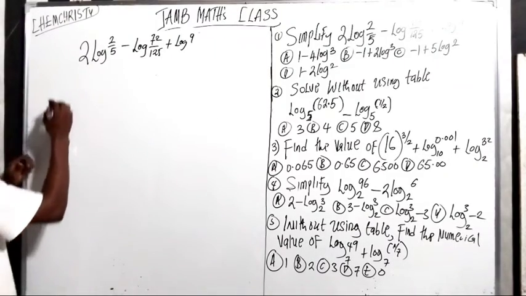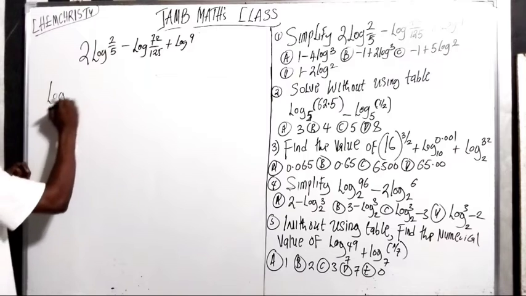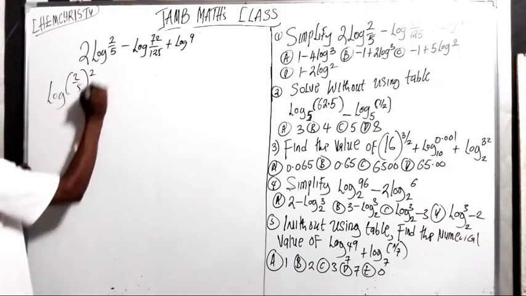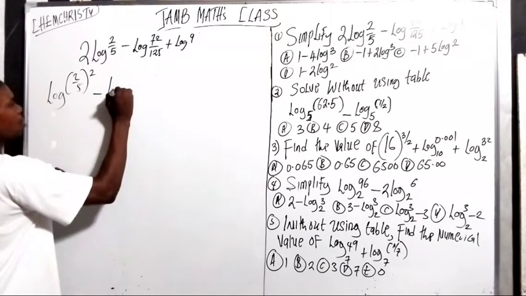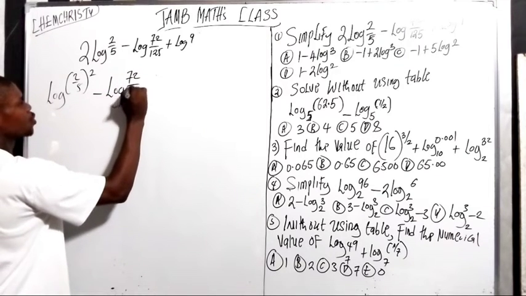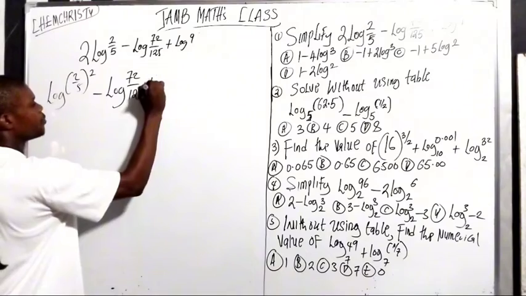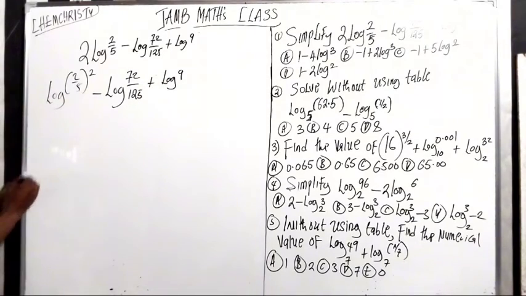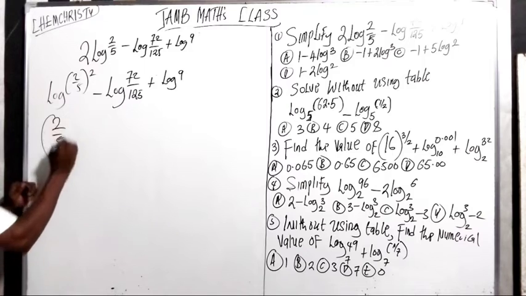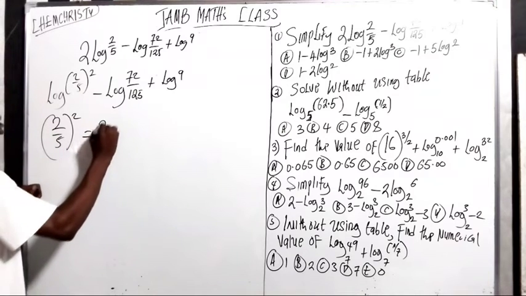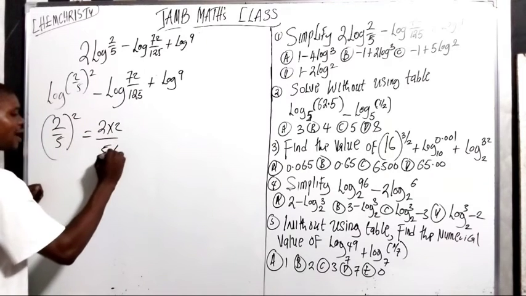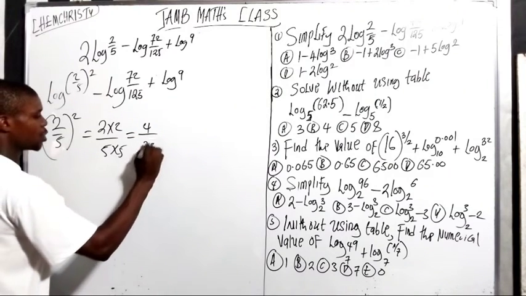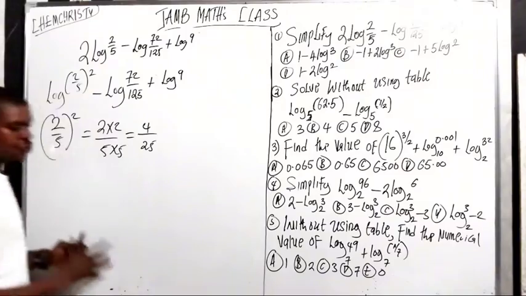So it means that this one is going to be log of 2 over 5 raised to 2. Can you see that? Minus log 72 over 125 plus log 9, right? Now when I have 2 over 5 raised to 2, it's the same as 2 times 2 over 5 times 5. 2 times 2 is 4, 5 times 5 is 25, right? So that's what we're going to do here.